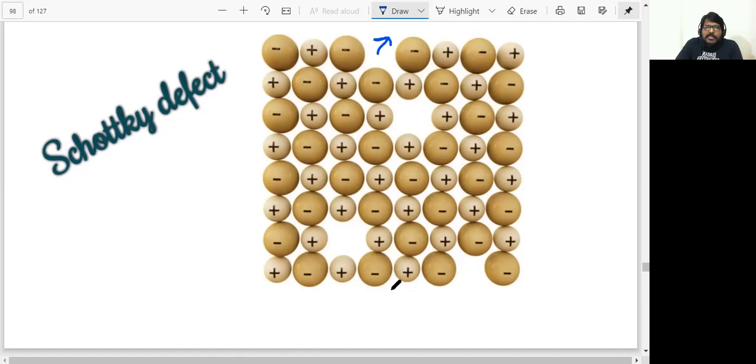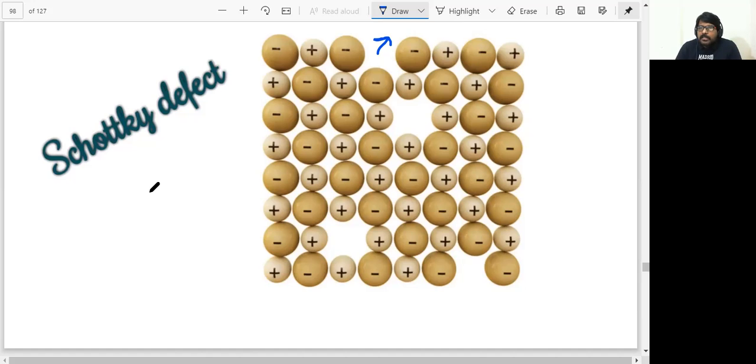So basically, these Schottky defects are produced due to the missing of an equal number of cations and anions. Cations and anions are both missing in the same number, and if a defect is produced in this way, that defect is called a Schottky defect.